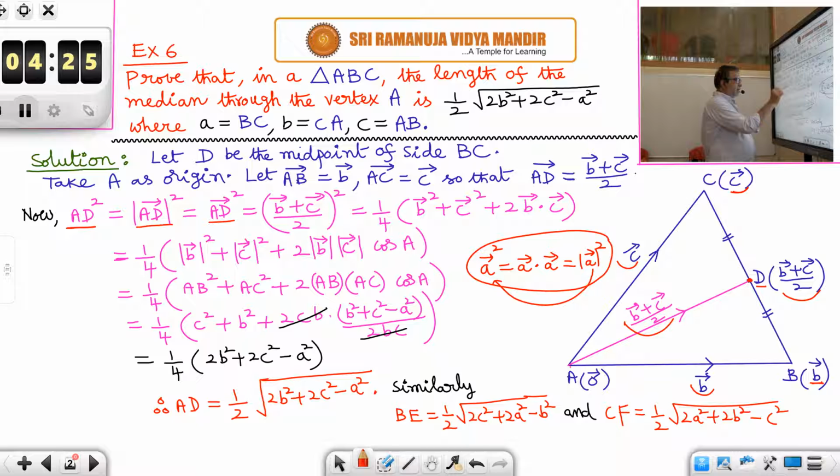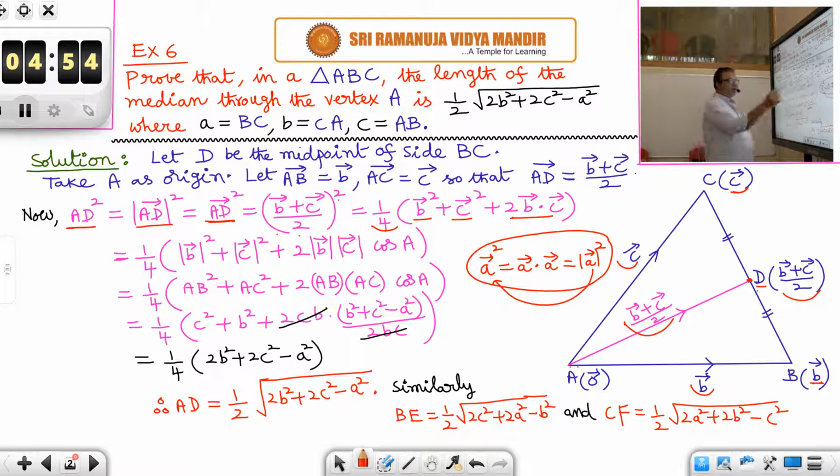Leave it. But AD bar, I have from the figure, the position vector of D, b bar plus c bar by 2. So b bar plus c bar by 2 whole square. So 1 by 2 whole square becomes 1 by 4 into b bar plus c bar whole square. For b bar plus c bar whole square, directly we have the formula: b bar square plus c bar square plus 2 b bar dot c bar.